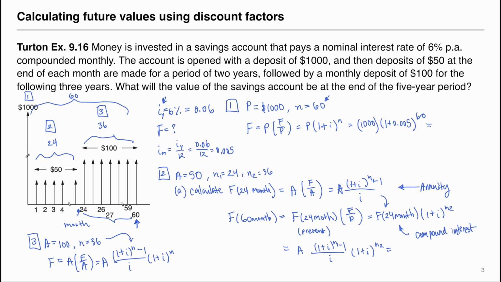And finally, we will add them up. So the total amount of future value will be F1 plus F2 plus F3. And the calculated numerical value is 6,800.